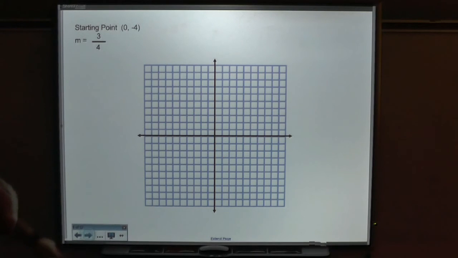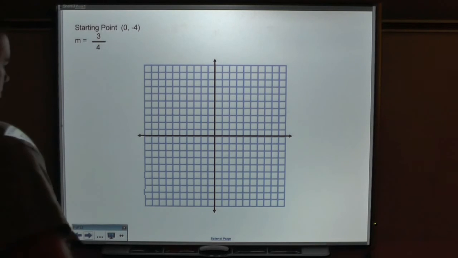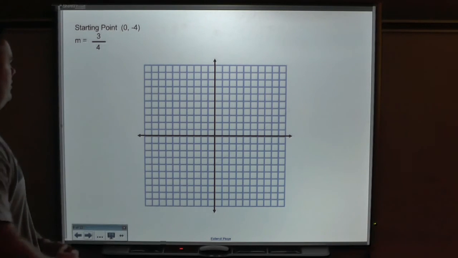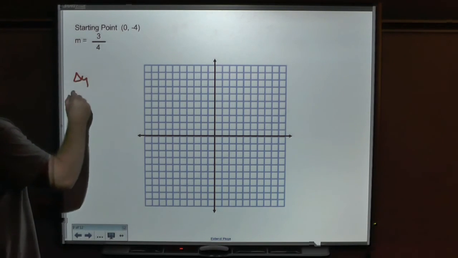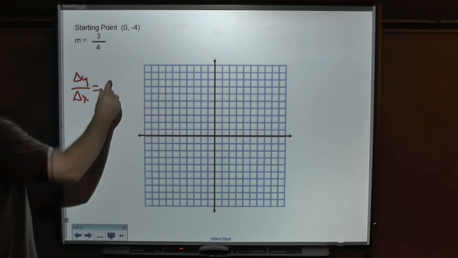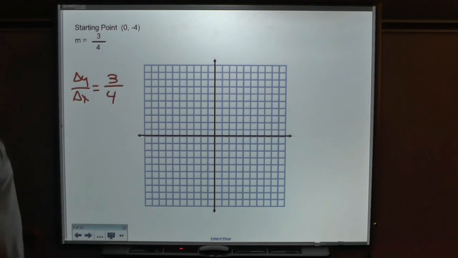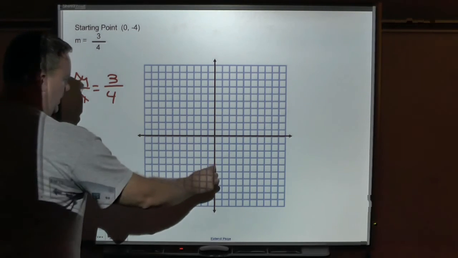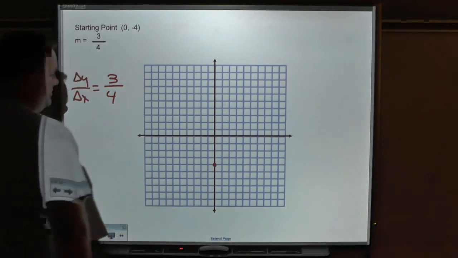Let's try that again. We have another one, starting at the point 0, negative 4, with a slope of 3 over 4. Let's take a look. The first thing is change in y over change in x for the slope of this line. 3 over 4 is already a fraction, which makes it easier. You already know the vertical change is 3 and the horizontal change, x, is 4. So we need to start at the point 0, negative 4. There's the point 0, negative 4.